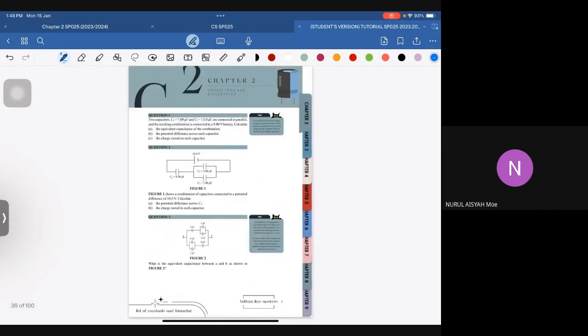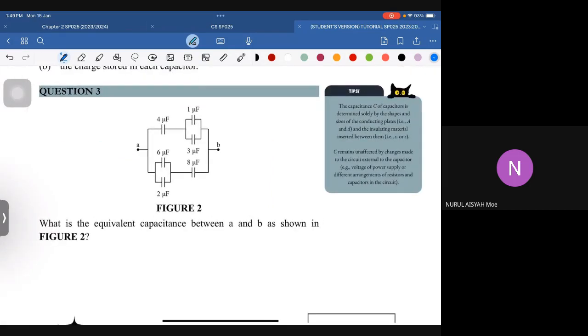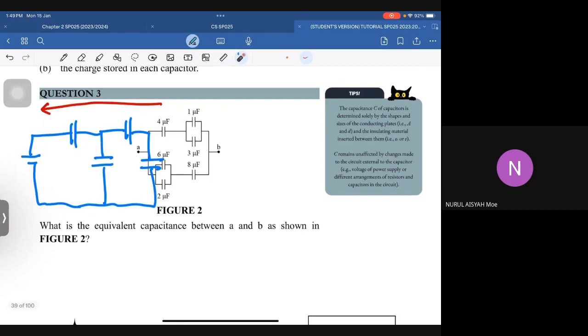Okay. So now we look at question 3. Question 3 asks us to calculate the equivalent capacitance between point A and B. For questions about simplifying a circuit, you always have to simplify towards the battery. For example, if this is a battery and you have many capacitors in a combination, you always have to simplify towards the battery. So you cannot simplify from the battery going this way. You always have to simplify towards the battery.